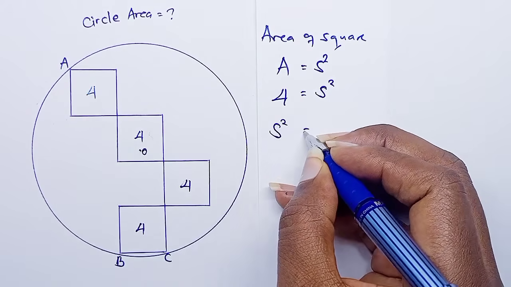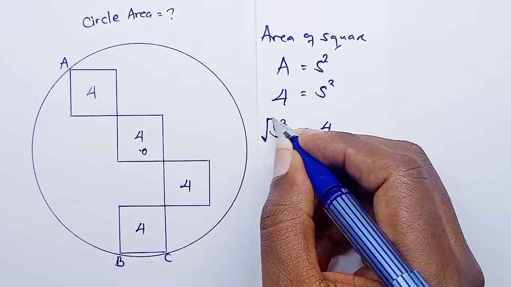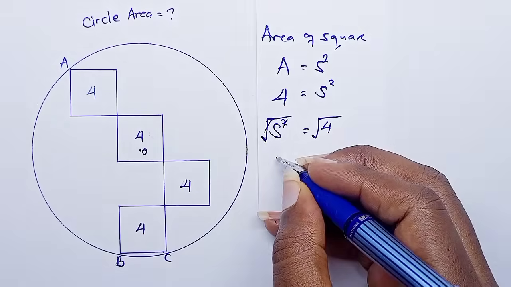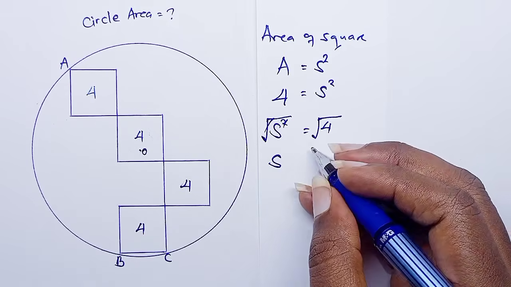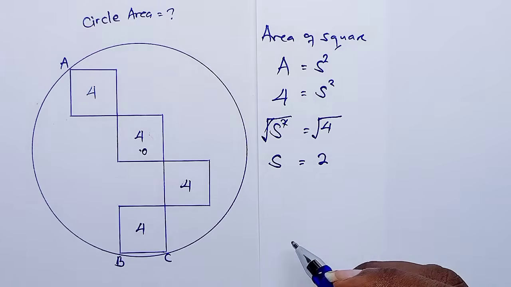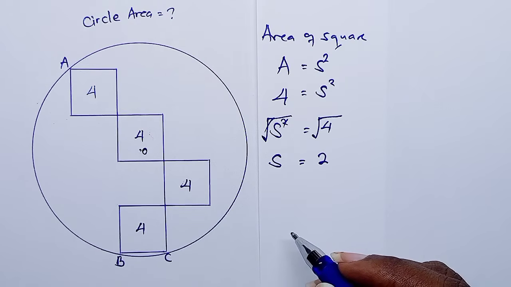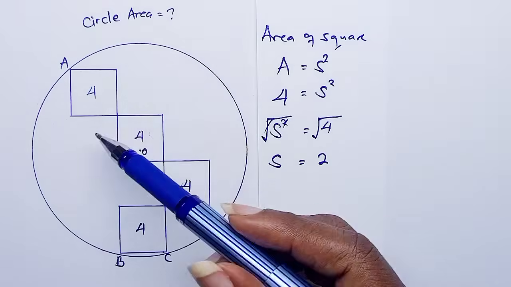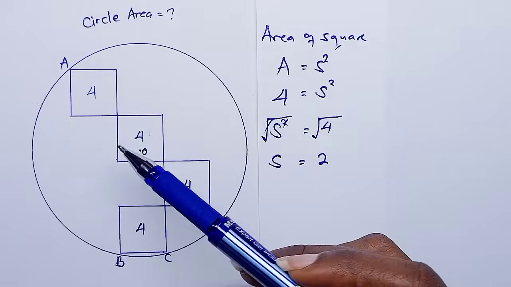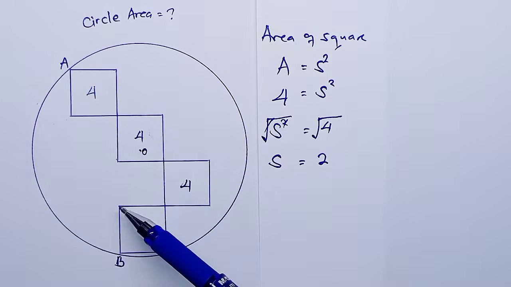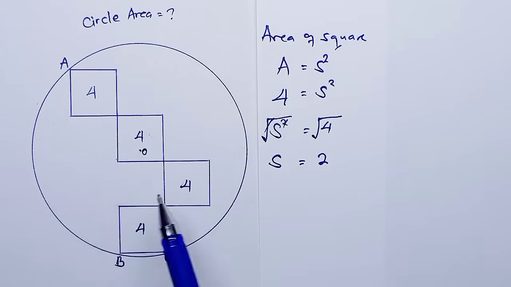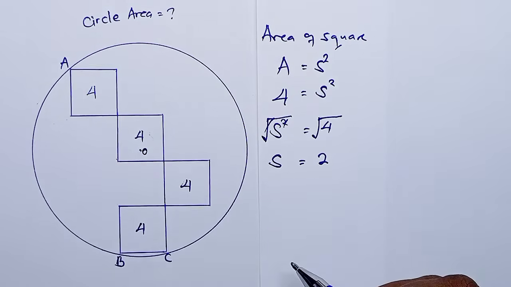Make S the subject. We take the square root on both sides, so the square root cancels the square. So S, the side of the square, is equal to the square root of 4, which is 2. So each side length is 2. This side from here to here is 2, from here to here is 2, also from here to here is 2, and from here to here is 2. All the sides of each of the squares are 2 units.